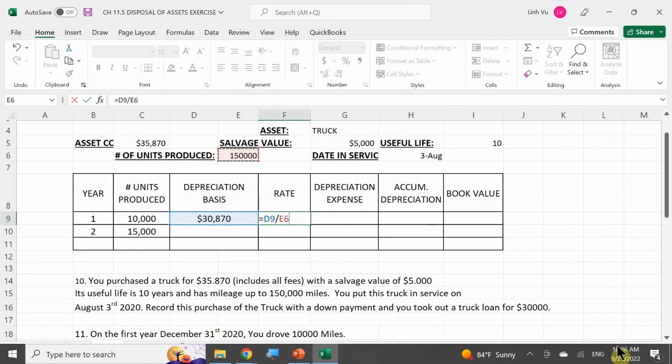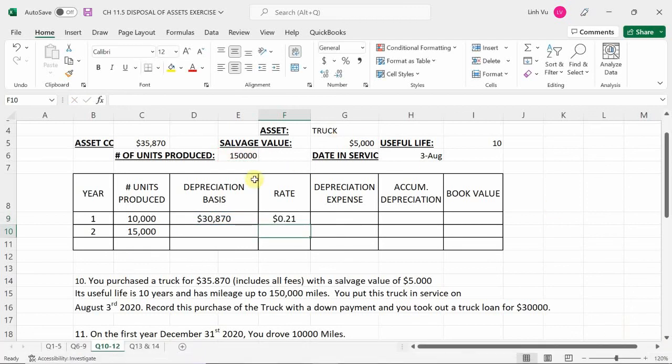I got 21%. 21, not percent. This is 21 cents. Okay, because this is at a per unit rate. Now in this case, if I extend it, it's actually 0.2058. Okay? All right. Remember, you need 6 decimal places to get the most accurate answer. In this case, it rounds off after 4.